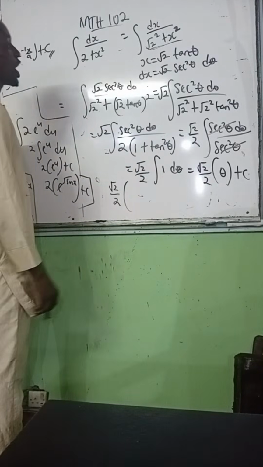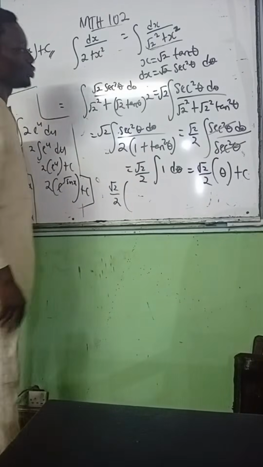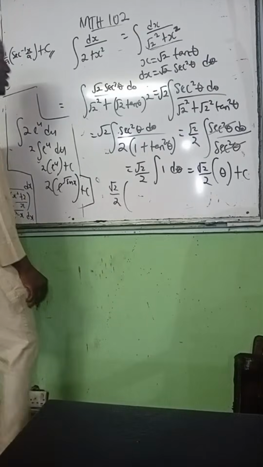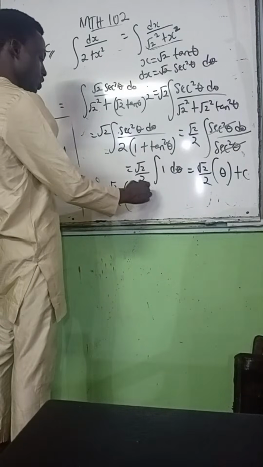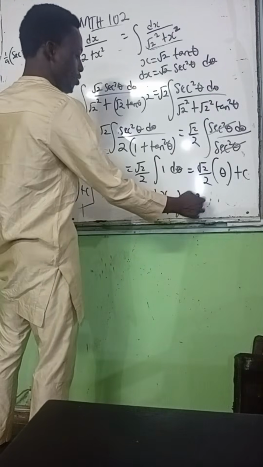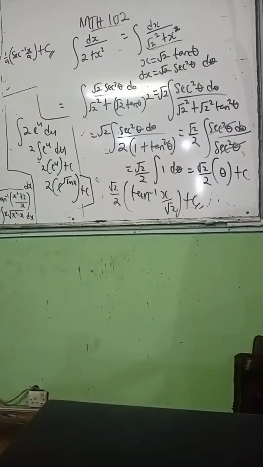Where are we coming from? x equals to root 2 tan theta. x over root 2 equals tan theta. Theta equals what? Tan inverse of x over root 2. So the answer is root 2 over 2 tan inverse of x over root 2 plus c. Half for the board.